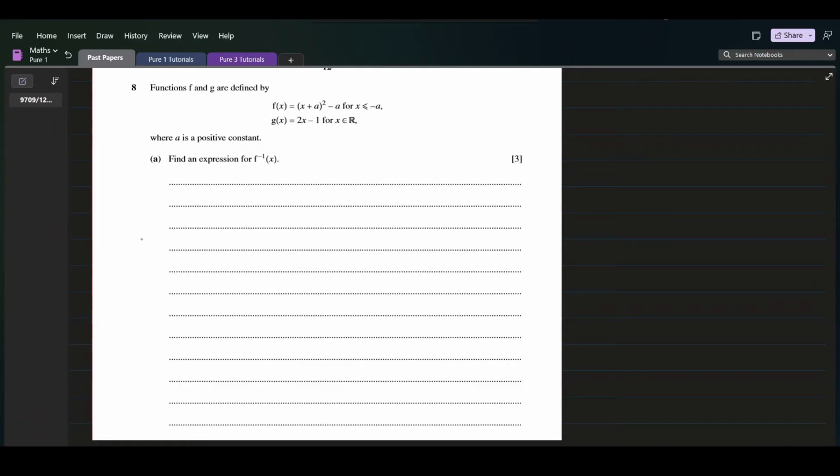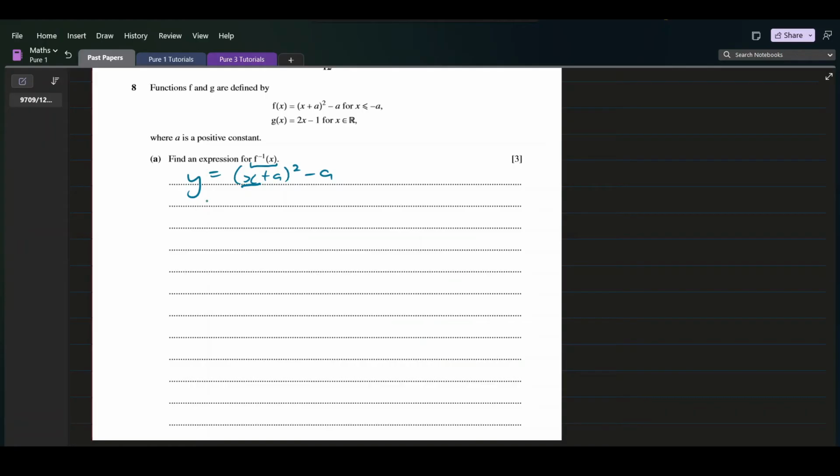Functions f and g are defined by f of x is equal to x plus a squared minus a for x is less than or equal to negative a. G of x is equal to 2x minus 1 for x an element of all real values, where a is a positive constant. Find an expression for f inverse of x. Okay, so we've got f of x, we'll write it as y is equal to x plus a squared minus a. So let's make x the subject of the formula to get our inverse of f of x.